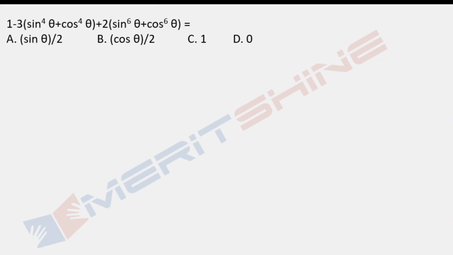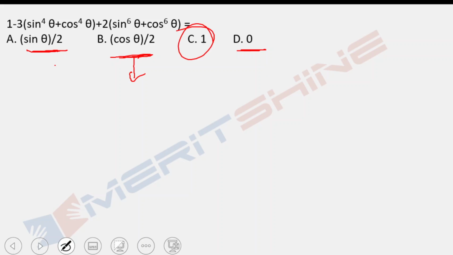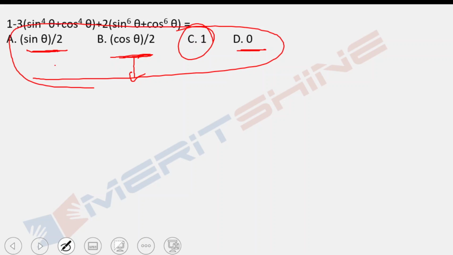But no, you cannot. Why? Because look at the options. Sin theta by 2 is an option and 0 is an option. So at 0 degree, sin theta by 2 is also 0 and 0 is also 0. Similarly, cos theta by 2 is also 1 and 1 is also 1. So none of the options you could eliminate. Similarly, at 90 degree, you will not be able to eliminate any option. So if you are putting a value and you are not able to eliminate any option, what good is that? It is of no use.